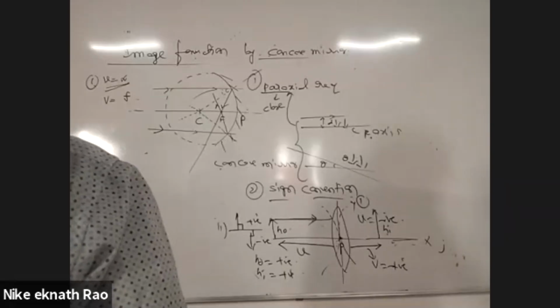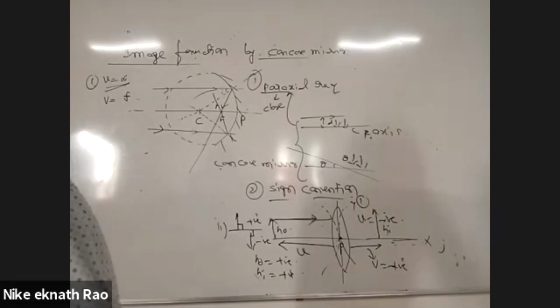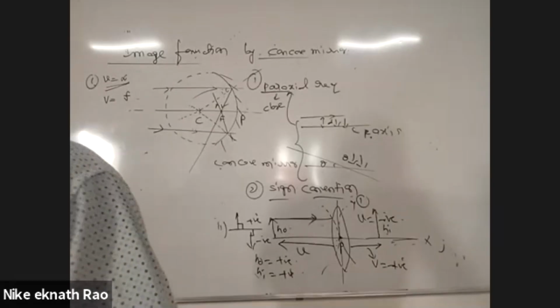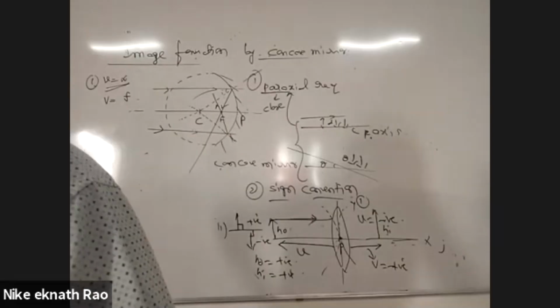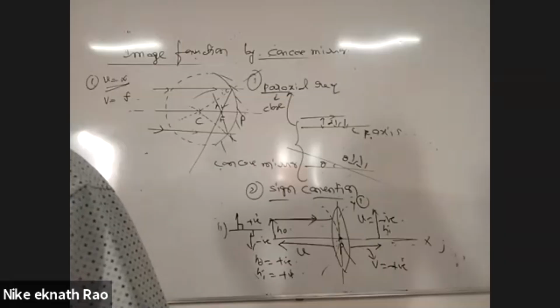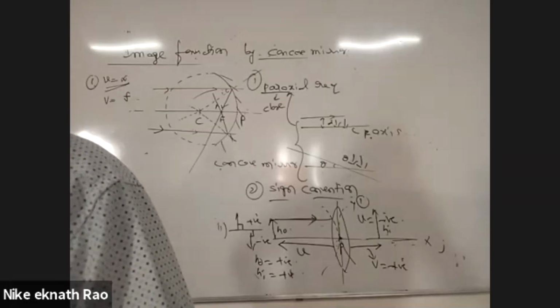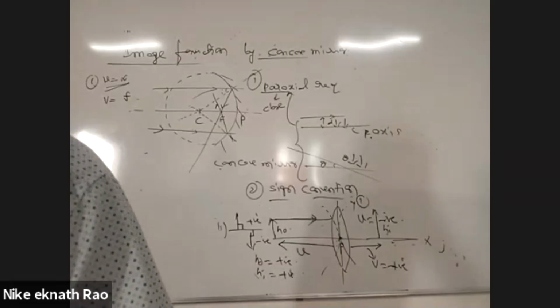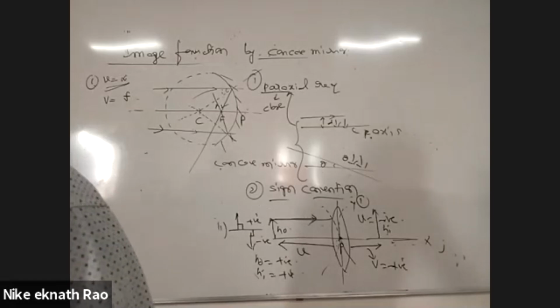Second point: distances measured from the pole of the mirror in the direction of the light ray are taken as positive, and distances measured opposite to the light ray direction are taken as negative.